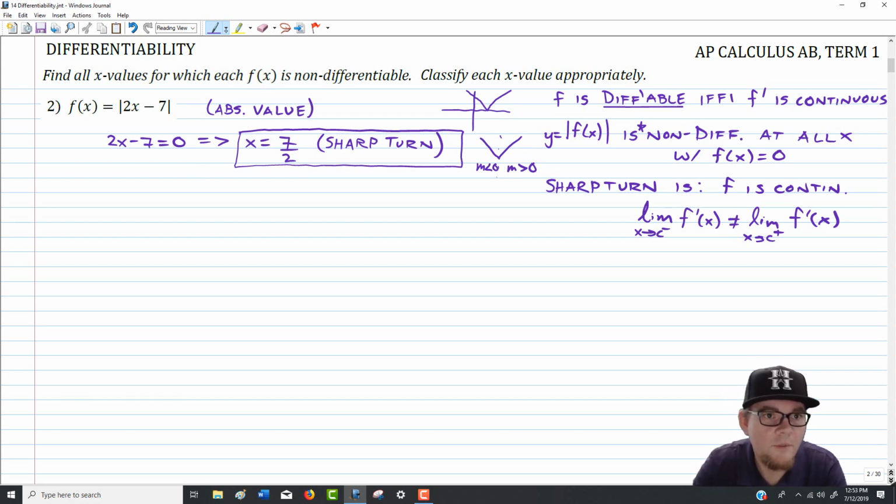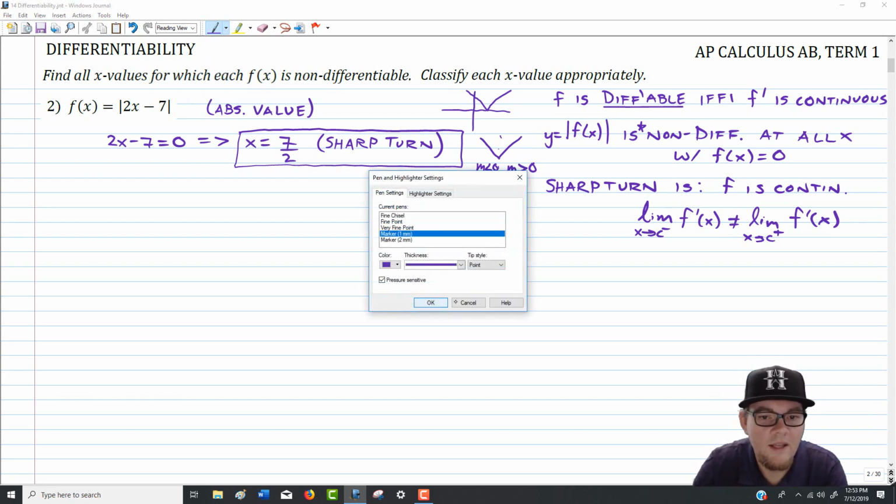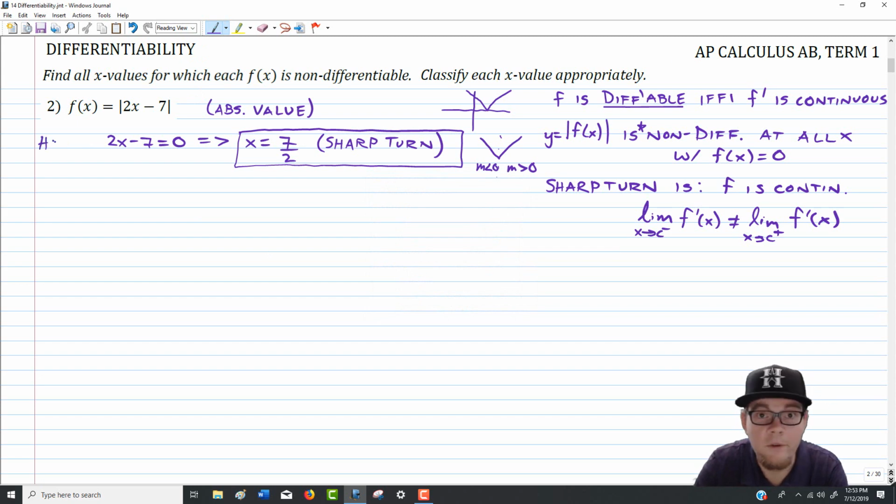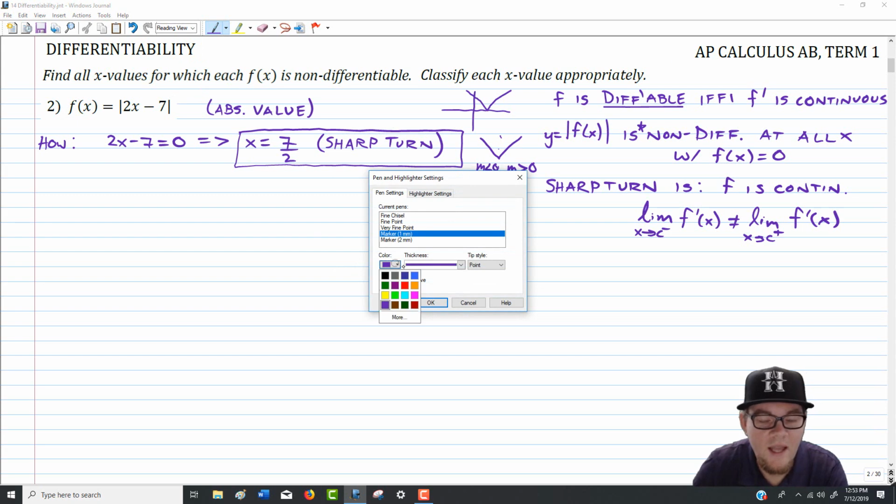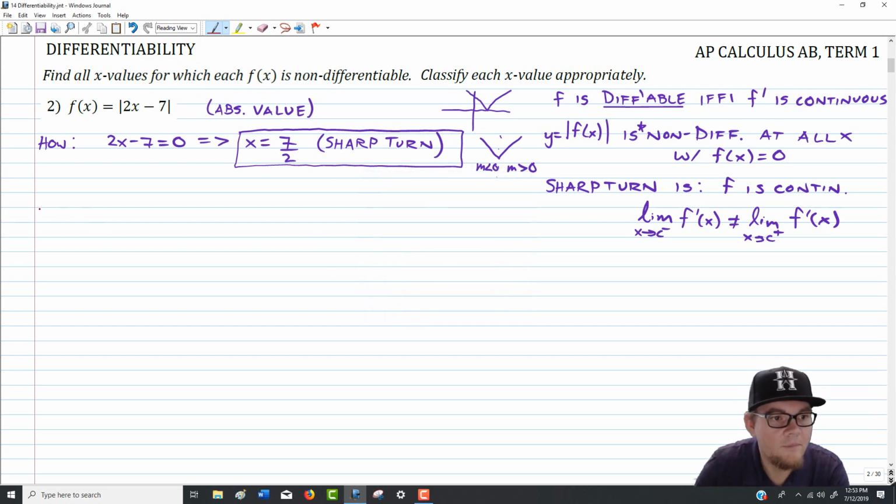Now I said though that I wanted to explain to you why it is that this works. Like in a sense, what I just showed you is kind of the how to do it, how to approach an absolute value function and focus on it. But instead, let's think about the why. So I said that if a function is to be differentiable, its derivative needs to be continuous.